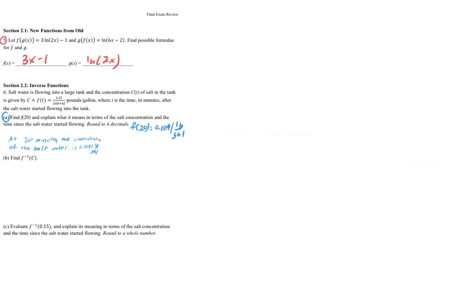So next we're going to look at part C. We want to find the inverse. So we know C is equal to 1.2T over 100 plus 6T. We're going to find the inverse of this, right? So first thing we want to do is multiply both sides by 100 plus 6T.